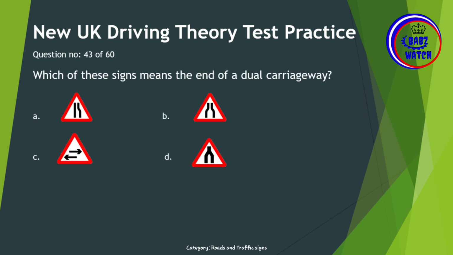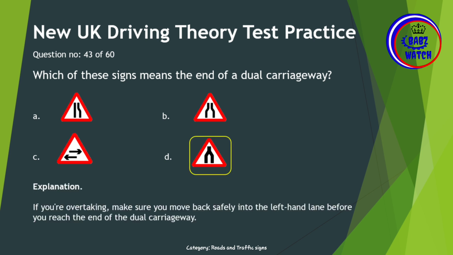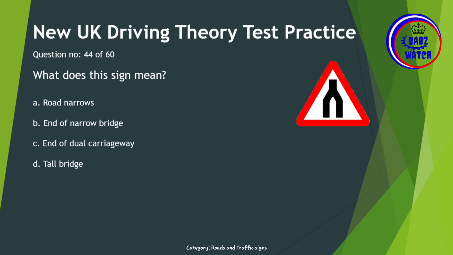Question 43 of 60. Which of these signs means the end of a dual carriageway? The correct answer is D. Explanation. If you are overtaking, make sure you move back safely into the left-hand lane before you reach the end of the dual carriageway.